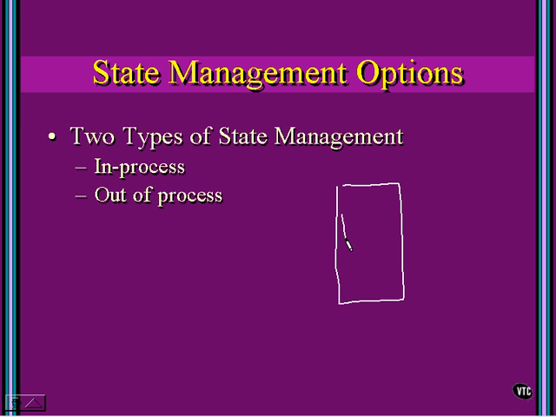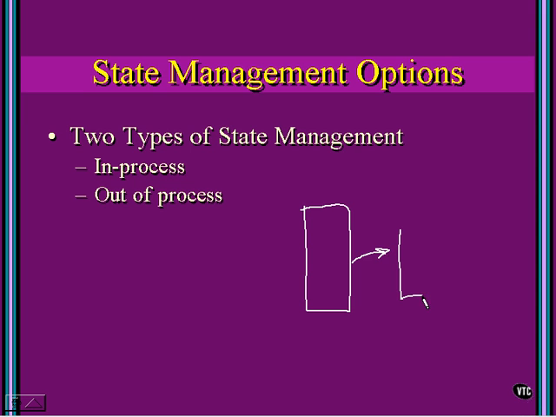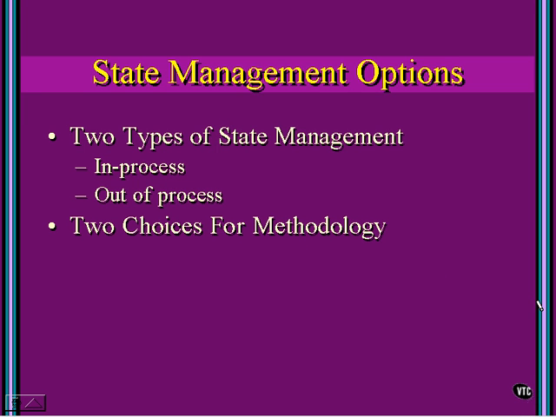Now, if it's in process, that means it's in the same memory area as the web page or the web application that's running. If it's out of process, then it means that we are storing the state management on our side out on a different server or a different database. And there are advantages and disadvantages of those, and we'll talk about those in just a second.